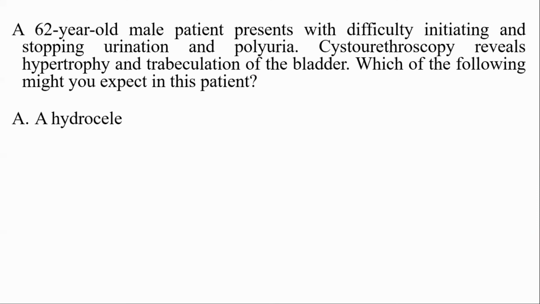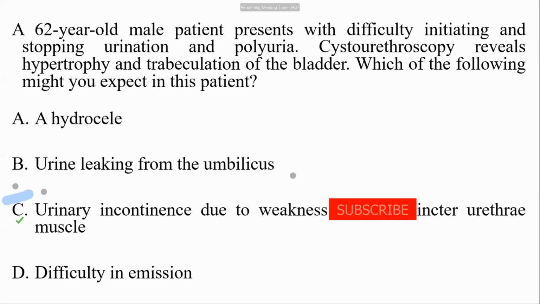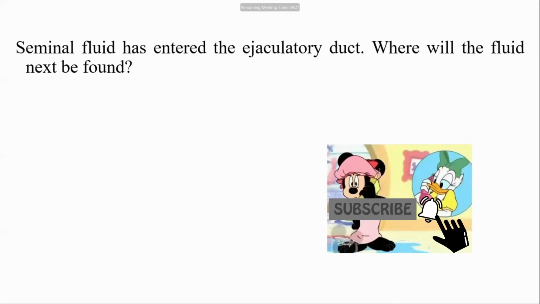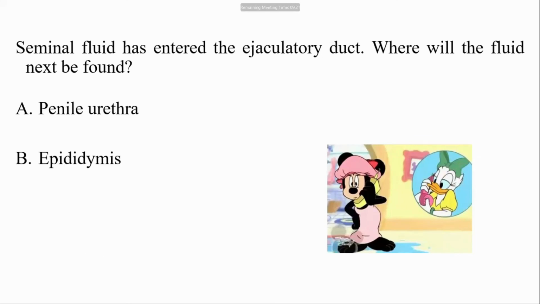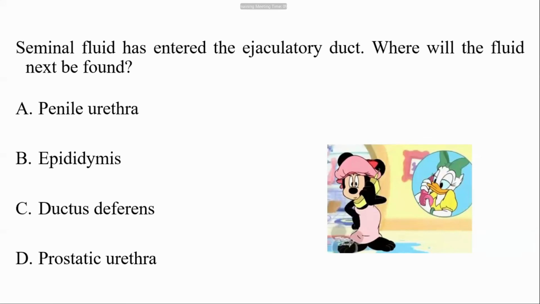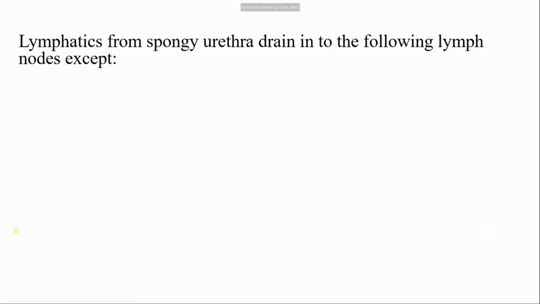Which one is the right answer? D. D is the right answer. D, difficulty in emission. Next, seminal fluid has entered the ejaculatory duct. Where will the fluid next be found? Penile urethra, epididymis, ductus deferens, prostatic urethra. Prostatic. It is the easy one, the prostatic part of the urethra. Very good. This same question was asked recently.